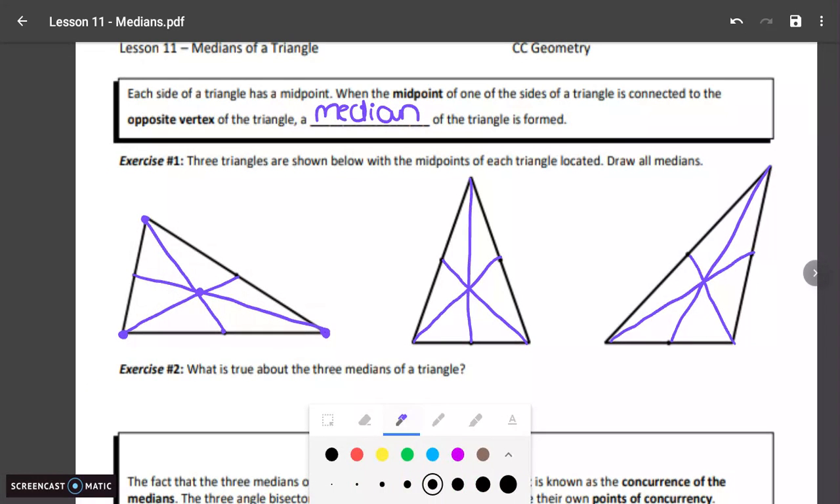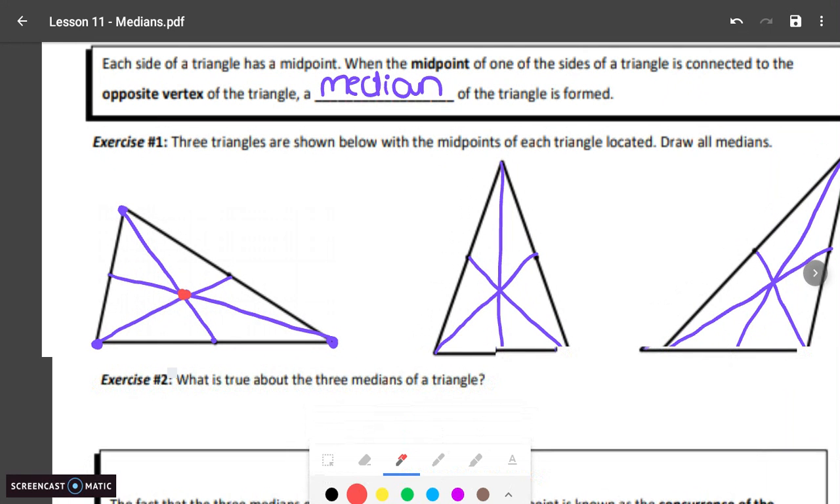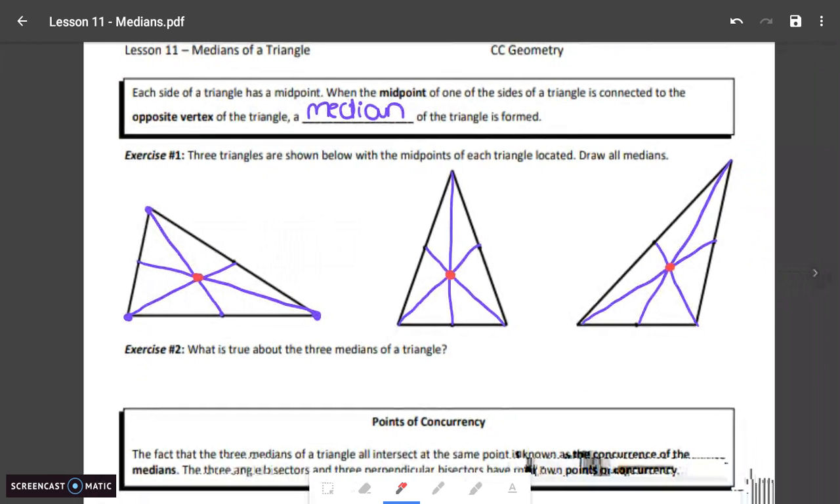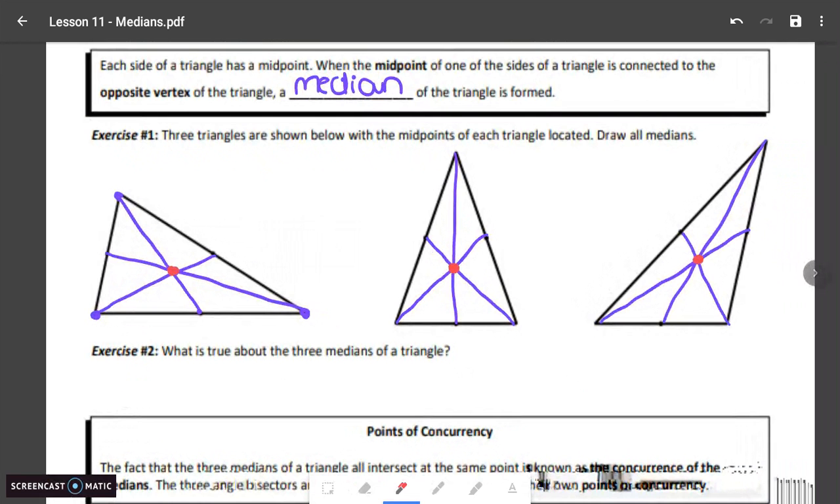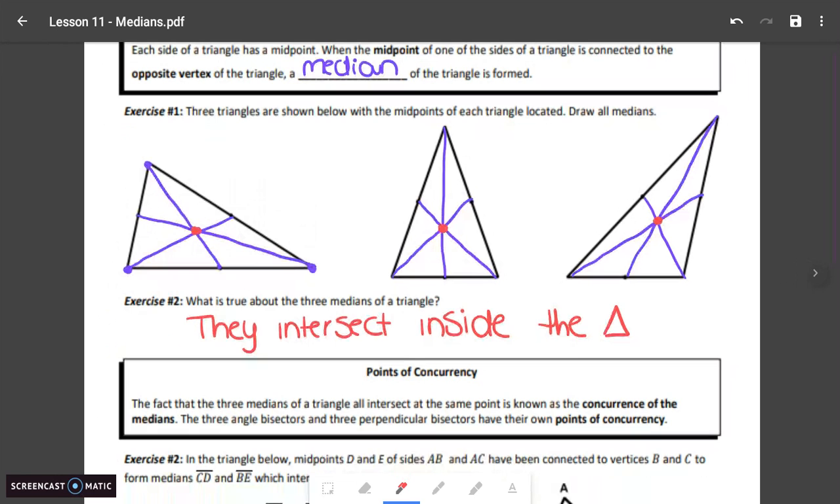Now, one thing that's true about this is that each of these medians intersect, they all meet inside the triangle. Okay, so what's true about the medians of the triangle? They intersect inside the triangle. Okay, and with that being said, when they intersect inside the triangle, that intersection point's known as the centroid. Okay, so it's been a while, but that point of intersection is the centroid.